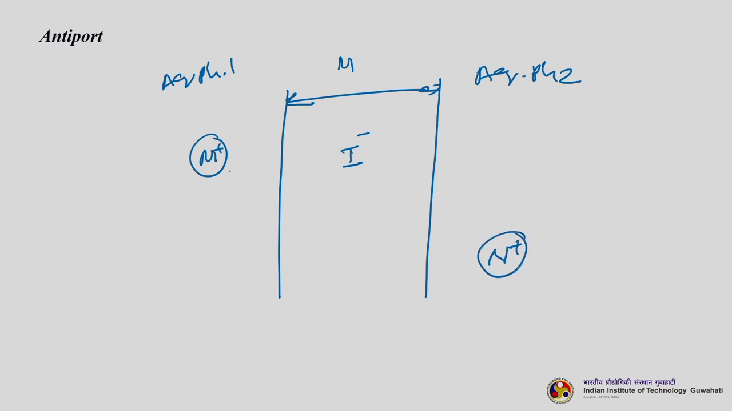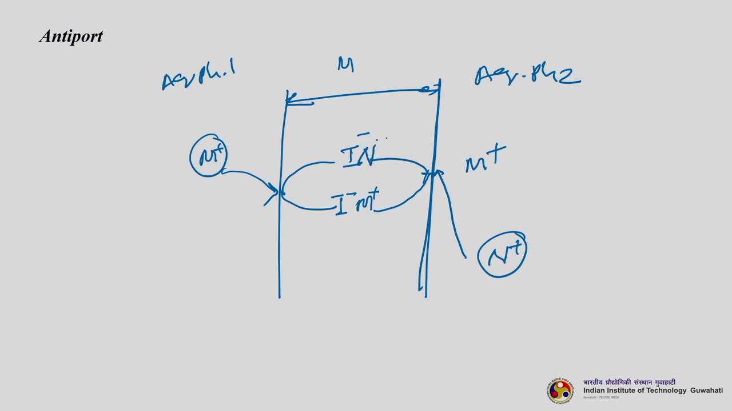So, what will happen? This M plus will complex with the I minus and form a complex, I minus M plus. Then it moves across the membrane due to the concentration gradient. Once it reaches aqueous phase interface 2, it will release the M plus and bind to this N plus, thereby forming another complex, I minus N plus. Now, this I minus N plus complex will reach here and release N plus. I hope you understand how it is happening.